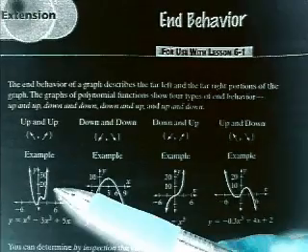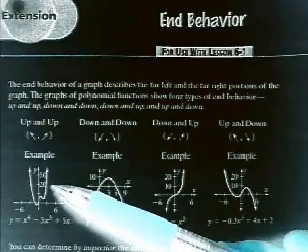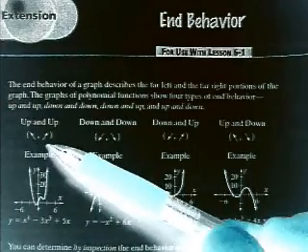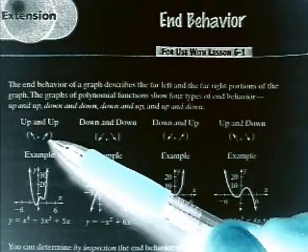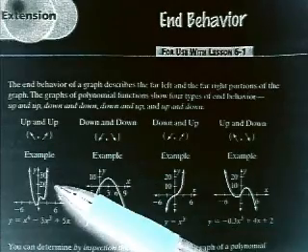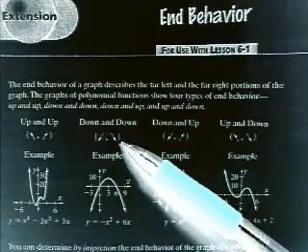So in this case, in this polynomial right here, the left side is up and the right side is up. So when I ask for the end behavior, you're going to draw what looks like a set of parentheses with two arrows, both indicating that it's up and up. These are always up and up.